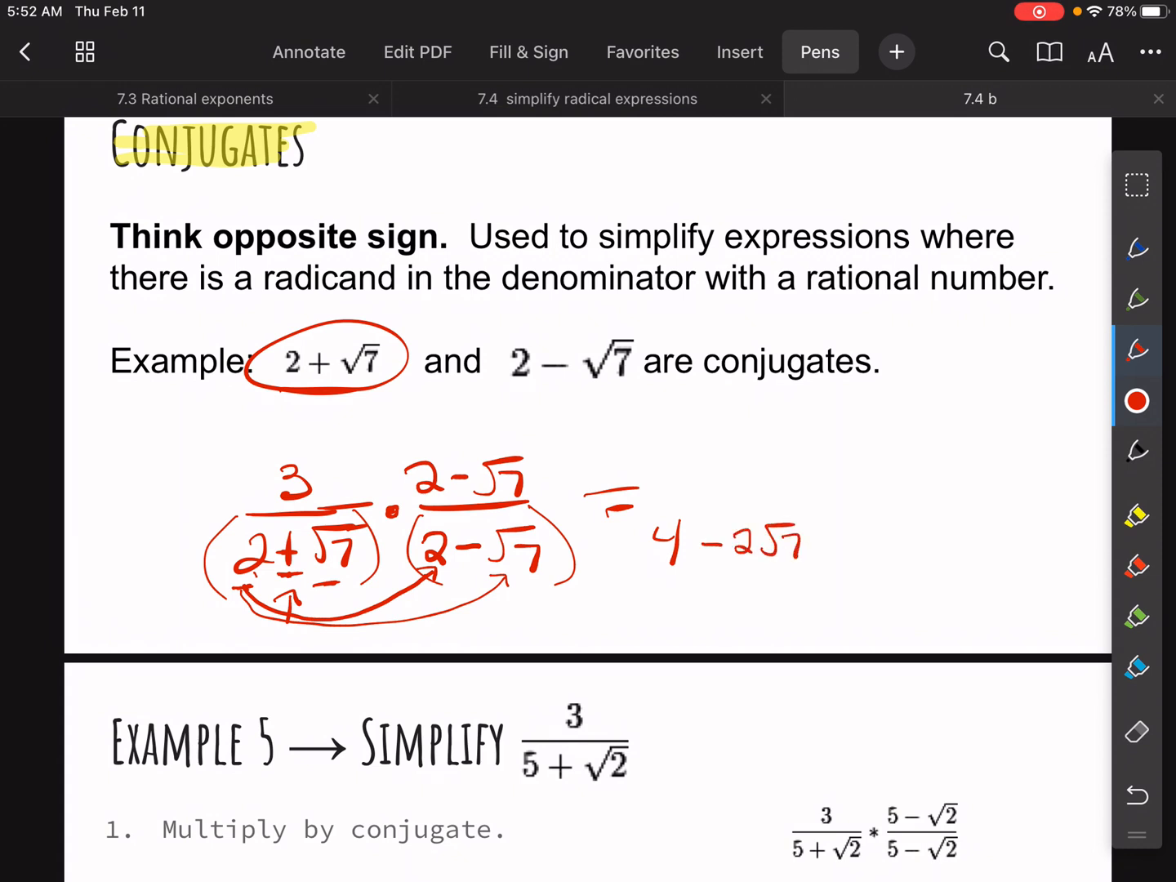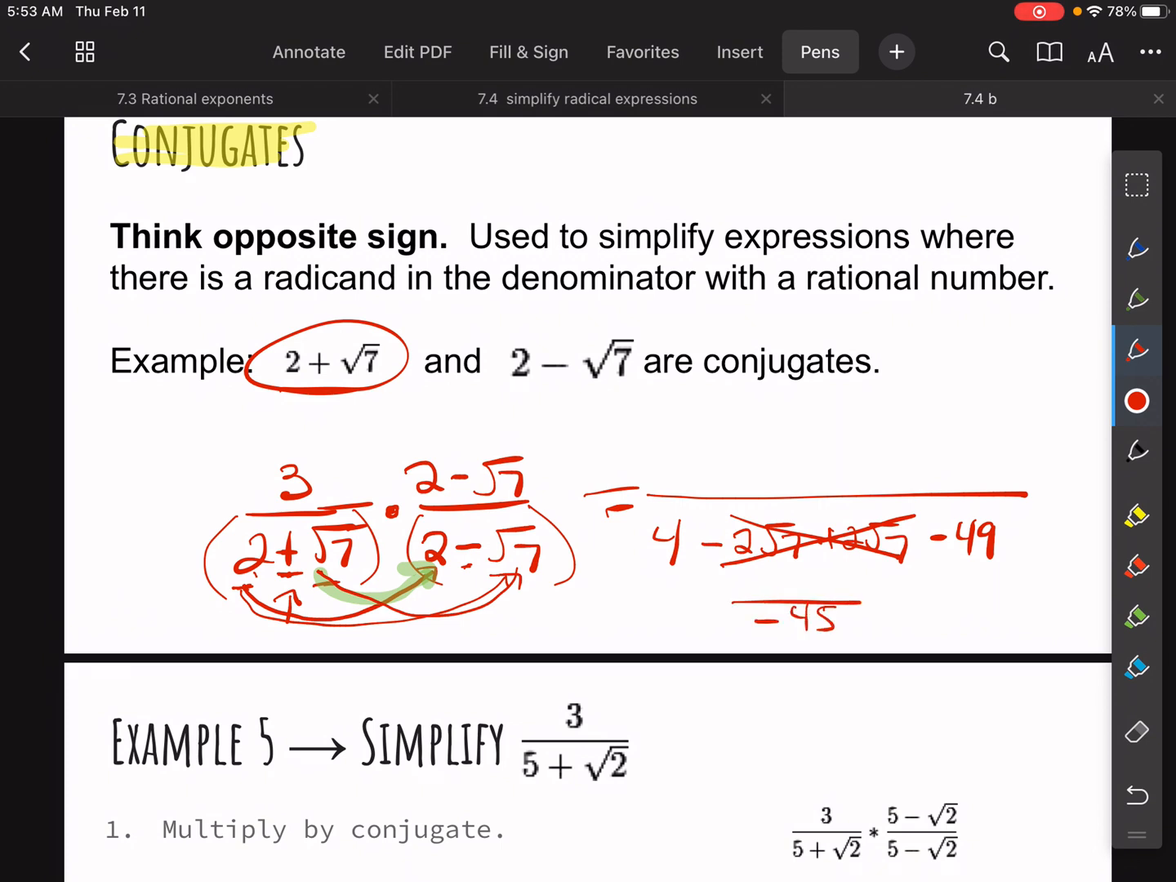And then notice what happens here. I have root 7 times 2, which is plus 2 root 7. So what ends up happening is those cancel every single time. And then the square root of 7 times the square root of 7, times negative root 7, I should say, is 49. But there's a negative on the outside there. So it would end up being 4 minus 49. Okay, so in the denominator, 4 minus 49 gives me negative 45.